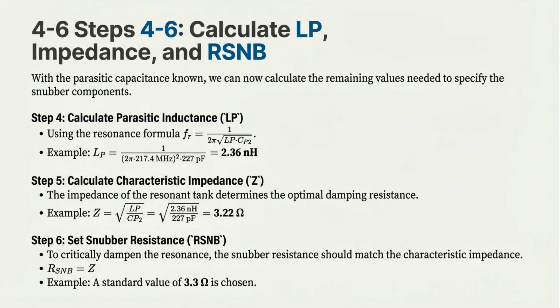Steps 4 through 6 calculate the remaining values. Step 4 uses the resonance formula to find the parasitic inductance. Step 5 calculates the characteristic impedance, which determines the optimal damping resistance. Step 6 sets the snubber resistance equal to this impedance.